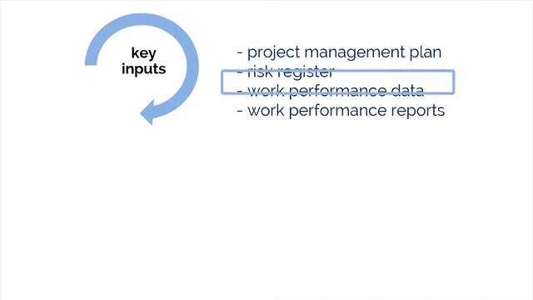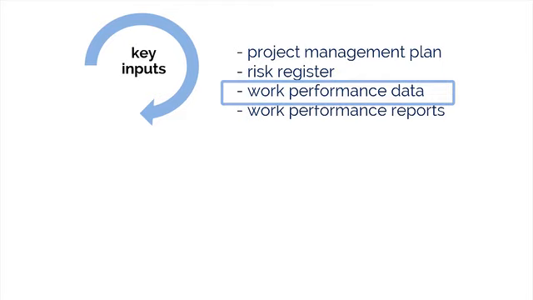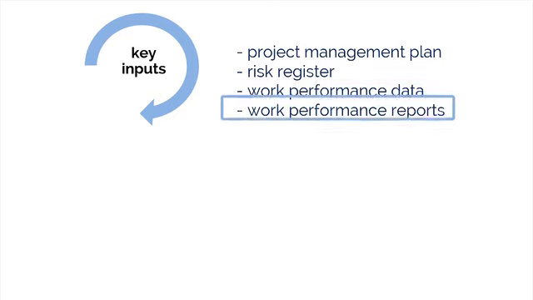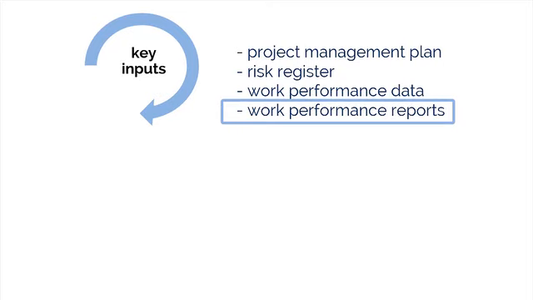Next, another input here is work performance data. This is data which is related to various performance results that are possibly impacted by risks and can include deliverable status, schedule progress, and incurred costs. Finally, work performance reports that show performance measurements such as variance analysis, earned value data, and forecasting data.